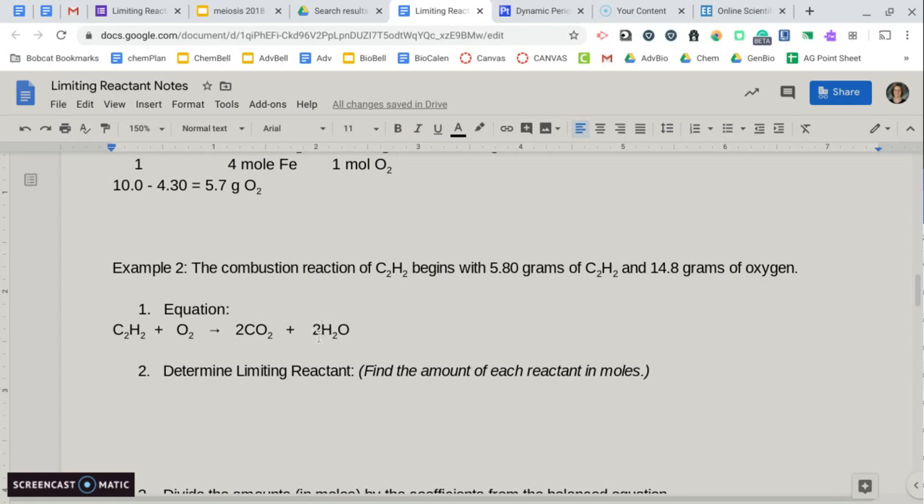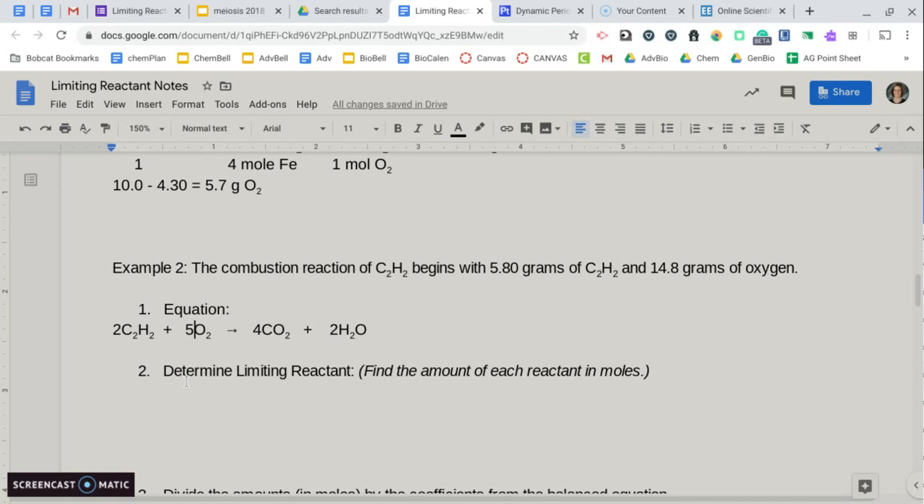But then this also messes up your hydrogens, so it's going to make you have to put a 2 here. So then you have to change this to a 4. And then you've got 8, 10 oxygens, and so you have to put a 5 there. Okay, so that should be balanced.